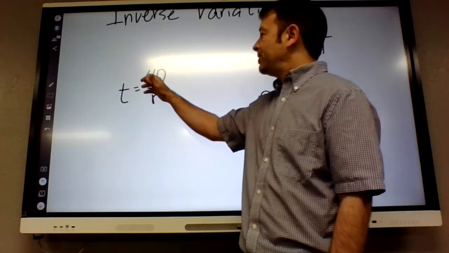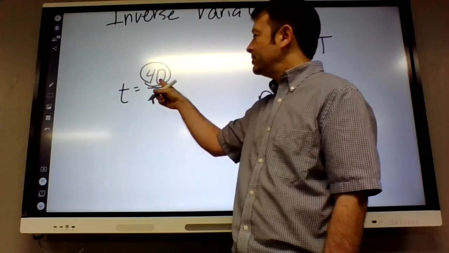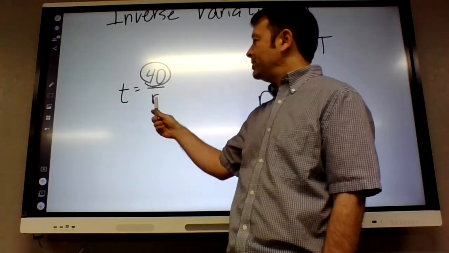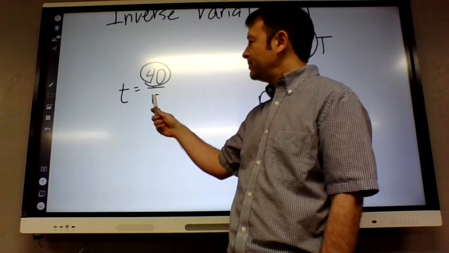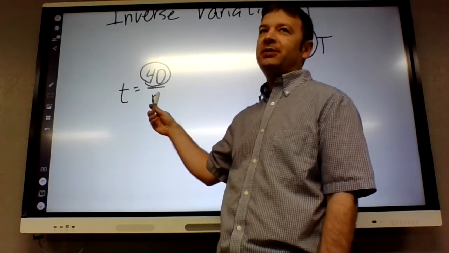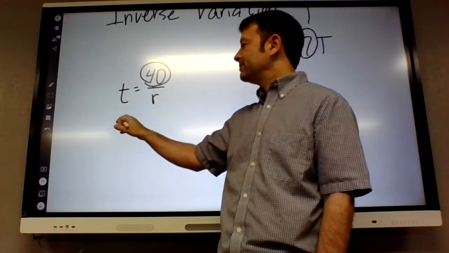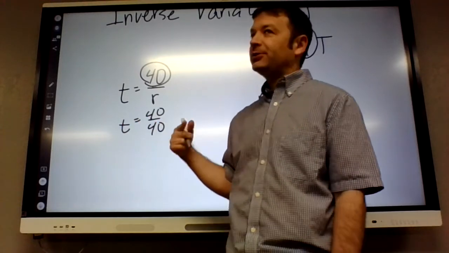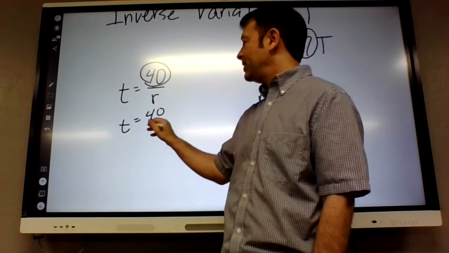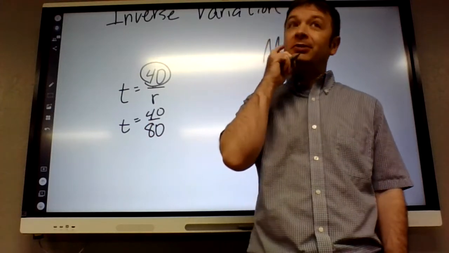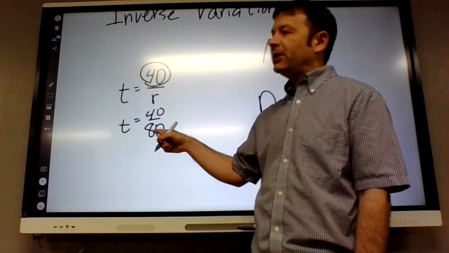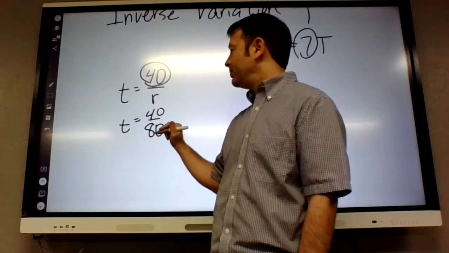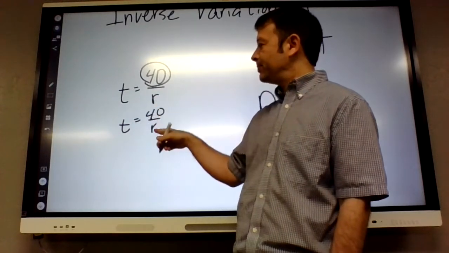So again, this is called a constant of variation, but it's just the number that never changes. So if we increase our speed, if we were going 40 miles an hour, how long would it take us to get to Tulsa? What's 40 divided by 40? 1. It'd take us 1 hour. If we sped up to 80 miles an hour, how long would it take us to get to Tulsa? 40 out of 80 is 1/2. What's half of an hour? 30 minutes. So yeah, as our speed goes up, the time goes down.